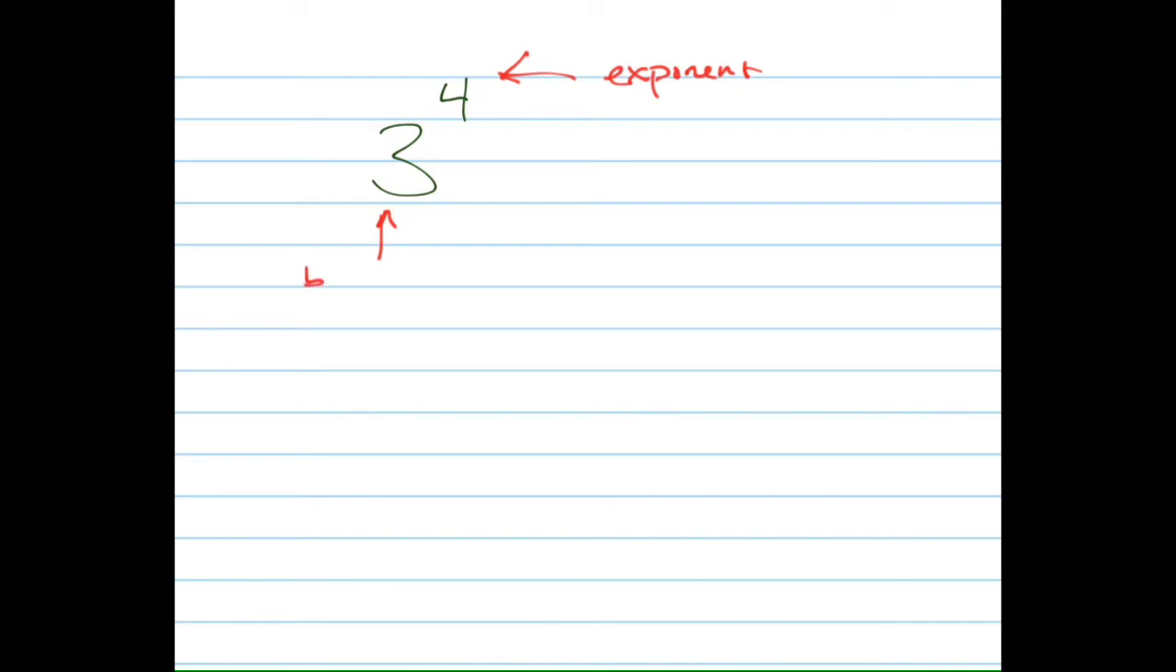And what a power does is it tells you to multiply the base by itself the exponent number of times. So in this case, if we have 3 to the 4th power, that's how we read it, we would do 3 times 3 times 3 times 3. This is not 3 times 4. This is not 3 plus itself 4 times. It's 3 times 3 times 3 times 3. 4 3's being multiplied together.